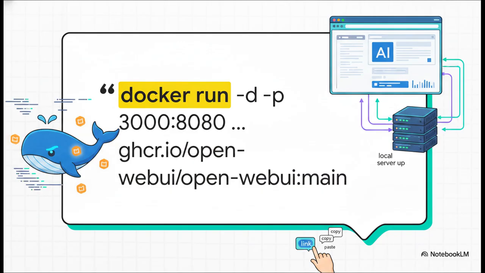And hey, if you don't use Docker, no worries at all. You can actually run it directly using Python and pip. By the way, all of the exact commands and links you need are right down in the description below, so you don't have to memorize this. Once you run that command, it spins up a local server. Then, just point your web browser to localhost port 3000, and you'll see your stunning new AI interface.